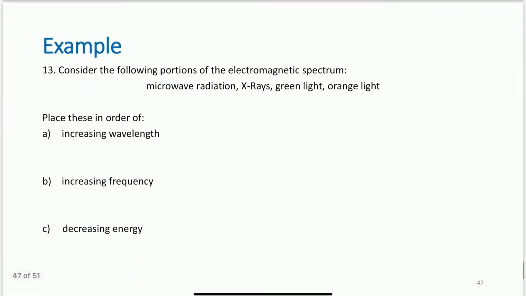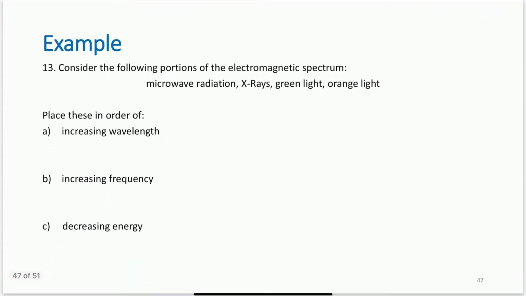Consider the following portions of the electromagnetic spectrum: microwave radiation, X-rays, green light, and orange light. Can you place these things in order of increasing wavelength, increasing frequency, and increasing energy? Increasing means lowest to highest.